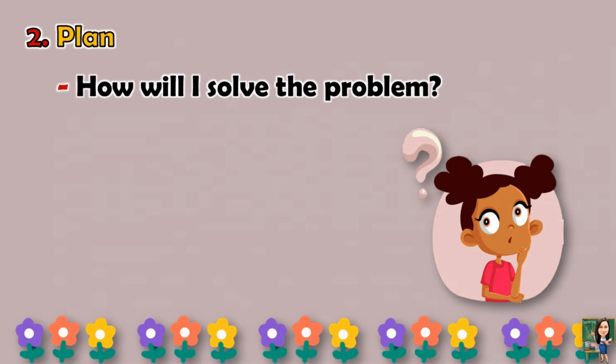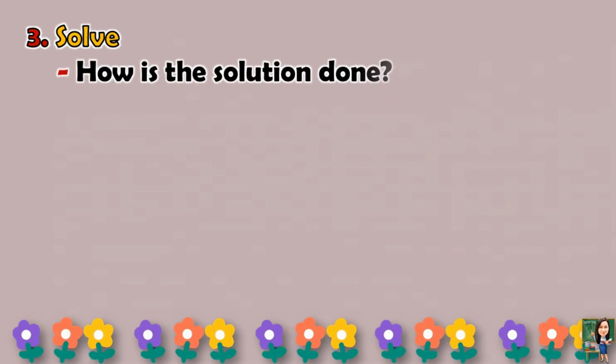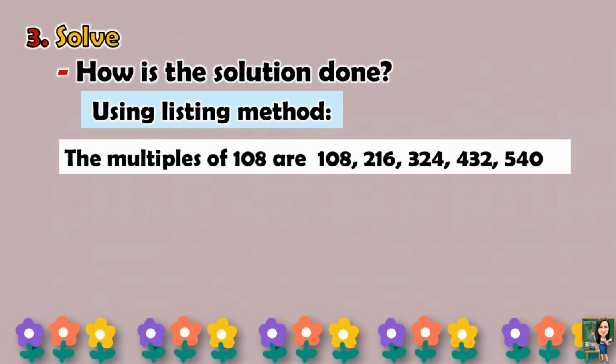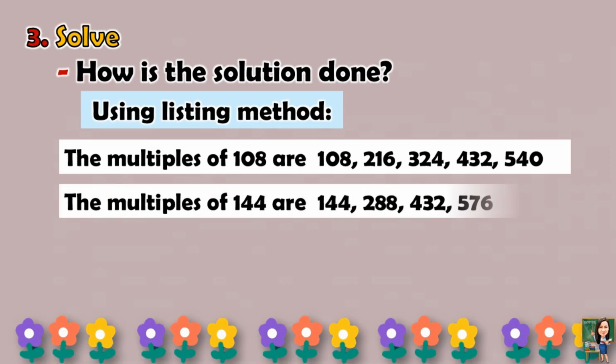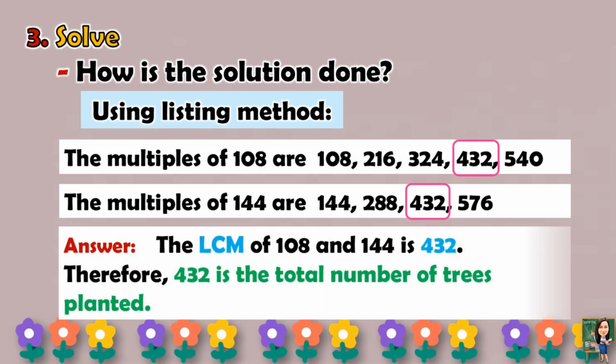Step 2, plan. How will I solve the problem? By finding the LCM. Step 3, solve. How is the solution done? Using the listing method. The multiples of 108 are 108, 216, 324, 432, 540. The multiples of 144 are 144, 288, 432, 576. The common multiple of 108 and 144 is 432. So the answer is the LCM of 108 and 144 is 432. Therefore, 432 is the total number of trees planted.